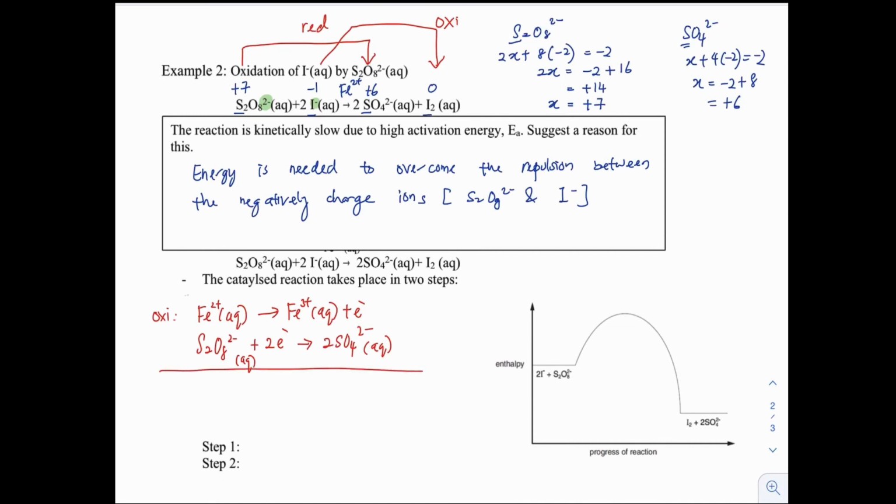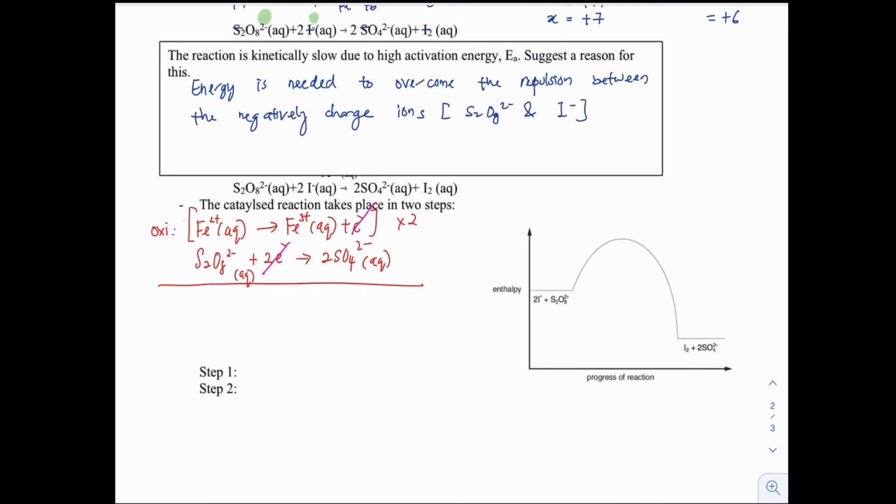So this is my step 1, and we will have to multiply the first equation by 2 so that I can cancel off the electrons over here. So when we have 2 electrons and 2 electrons, everything will be cancelled. And your final equation will be 2Fe2+ plus persulfate ions forming 2Fe3+ plus 2SO4 2-. Alright, so this will happen in step number 1.